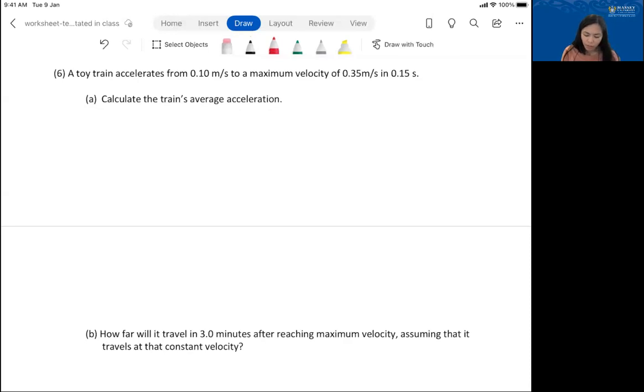There's nothing stopping you from using the kinematic equations here, of course, because kinematic equations relate the quantities. But you can also just use the definition for acceleration. Acceleration means the change in velocity over change in time. That's Vf minus Vi over the time interval.